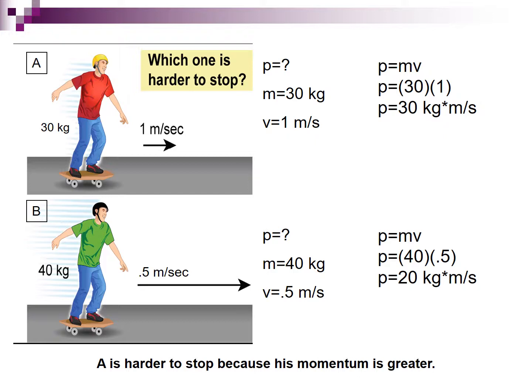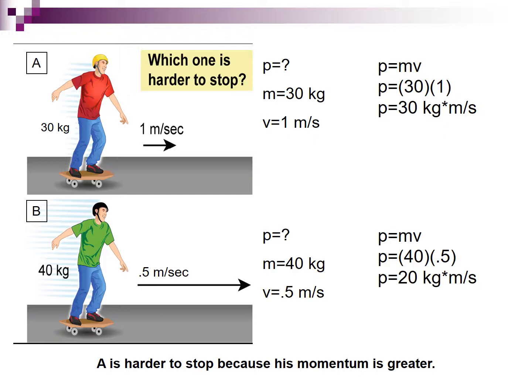So p equals mv. We substitute mass for 30 kilograms times 1 meter per second. That gives us 30 kilogram meters per second. That is our momentum for A. Same thing with B, but now our mass is 40 and our velocity is 0.5. That gives us 20 kilogram meters per second. And so we find out that the top, A, is harder to stop because it has a greater momentum.